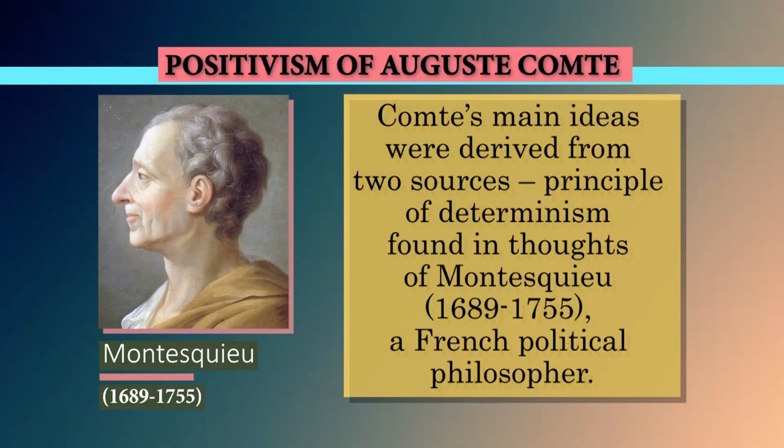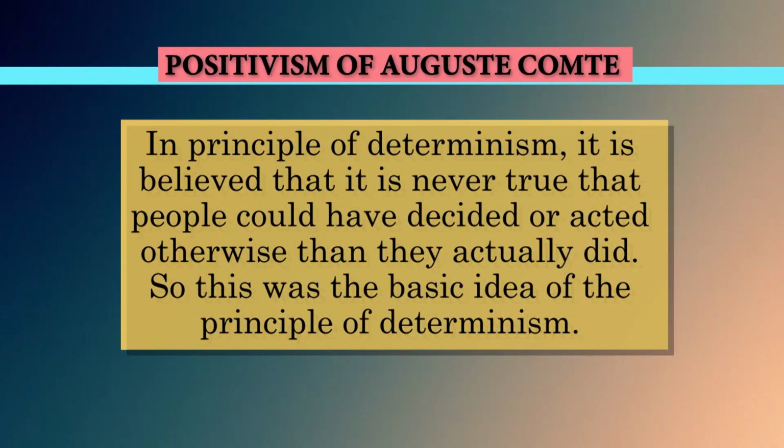Comte's main ideas were derived from two sources. One was the principle of determinism found in the thoughts of Montesquieu. Montesquieu was a French political philosopher of the 18th century. All of us know about him. So what was the basic idea of the principle of determinism? In the principle of determinism, it is believed that it is never true that people could have decided or acted otherwise than they actually did.